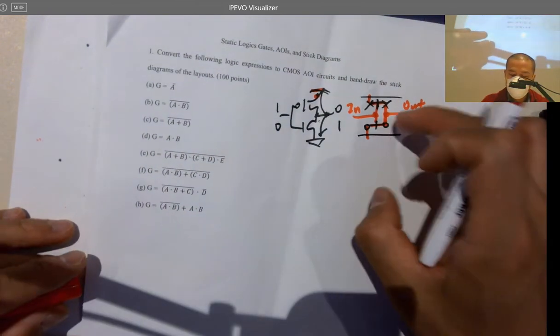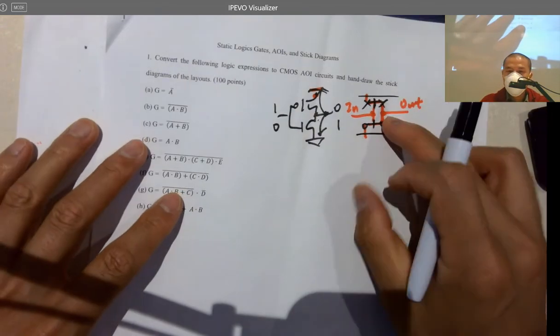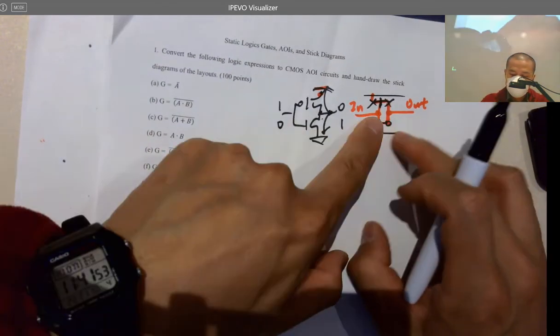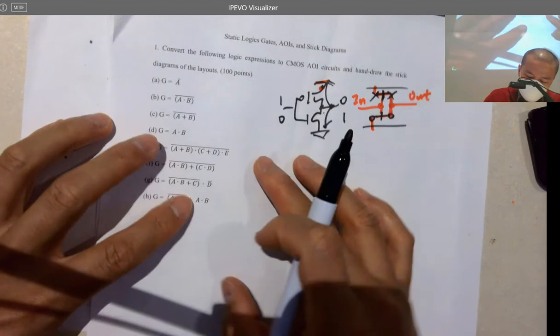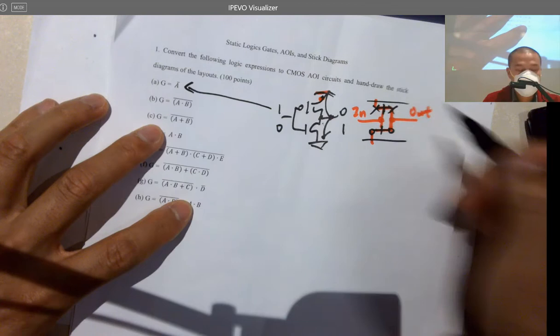So don't lose any points on this one in the future. This is the very, very starting point of doing the circuit design and also the layouts. So here's the question, here's the answer, so the solution for this one, done.